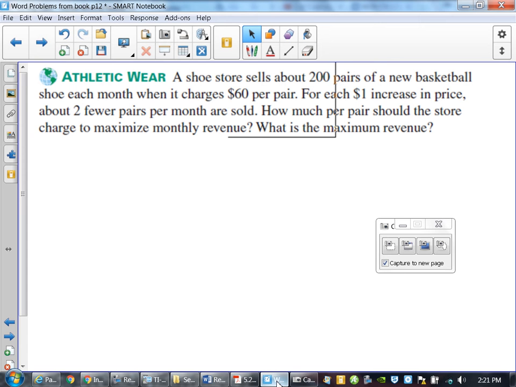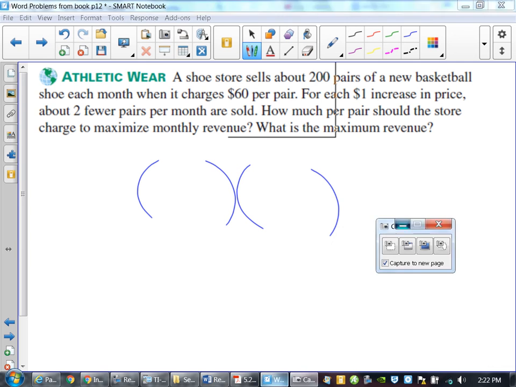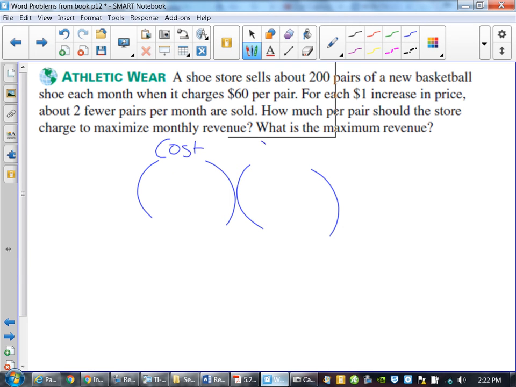So in the shoe sale one that we talked about before, it said if you sold shoes for $60, you would expect to sell 200 pairs of shoes. So this is the type that you would have, your cost and your sales. At a cost of $60, you would sell how many shoes? Well, technically it's 400 shoes, but you know, 200 pairs of shoes.